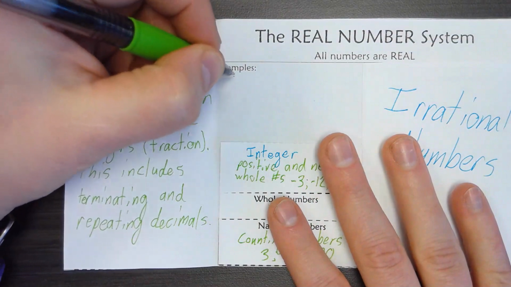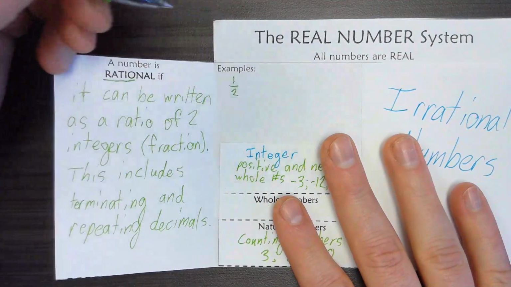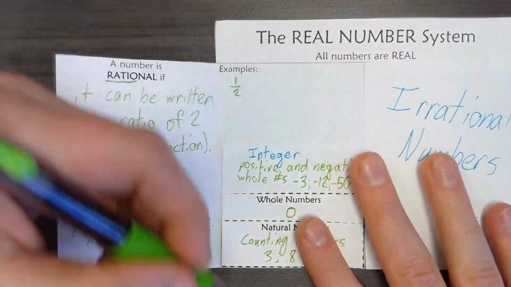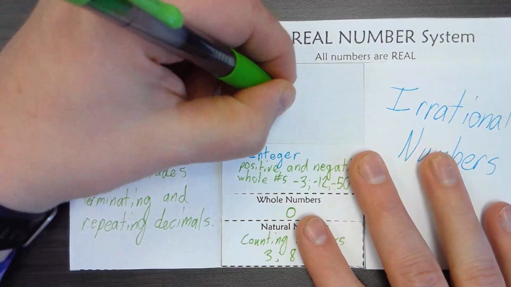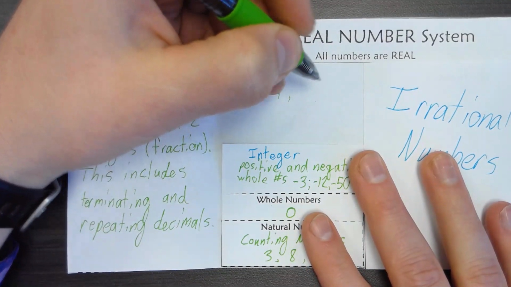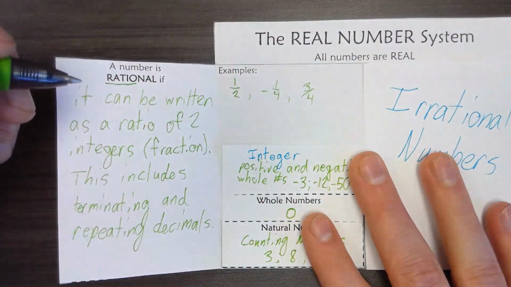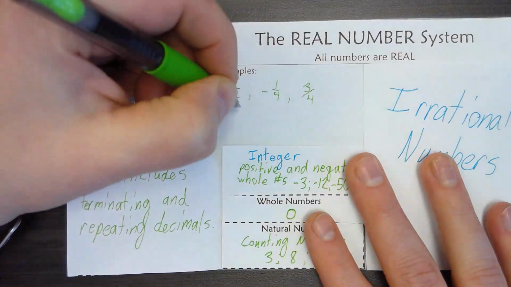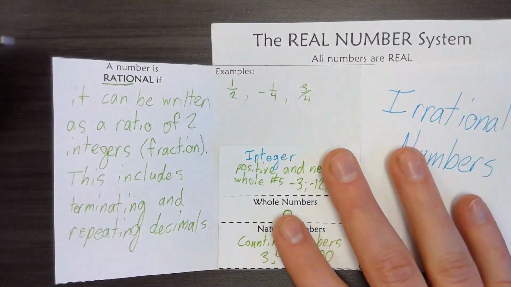So I'm going to write 1/2. I see that on here. I'm going to grab all these other fractions. Negative 1/4 is a fraction. That's rational. 3/4. I see that on our list. That is rational. I know that terminating and repeating decimals are rational.